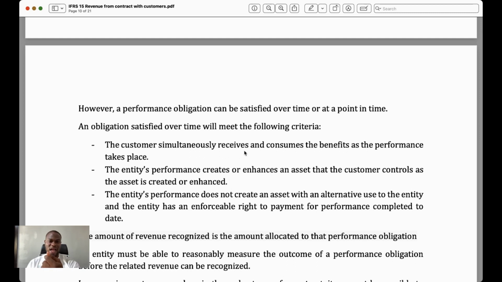It's just like ICAN classes that take 3 months. The school should not recognize the entire money right from day one. They should recognize revenue as performance is taking place, because that is a performance obligation satisfied over time. So you don't just recognize revenue at the beginning. You have not satisfied the obligation.